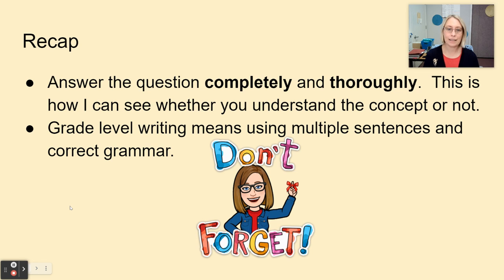Quick recap, answer the question completely and thoroughly. This is how I can tell whether you understand the concept or not. And grade level writing means using multiple sentences and correct grammar.